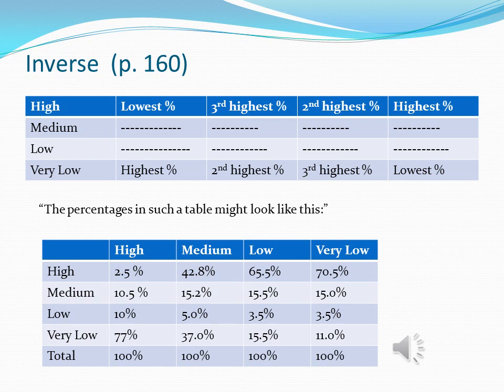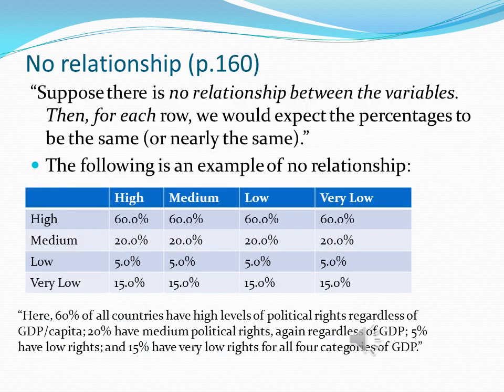This is showing an example of the table again above this, what an inverse relationship would look like. An example of an inverse relationship. No relationship, this is page 160. Suppose there is no relationship between the variables, and for each row we would expect the percentages to be the same or nearly the same, about the same.